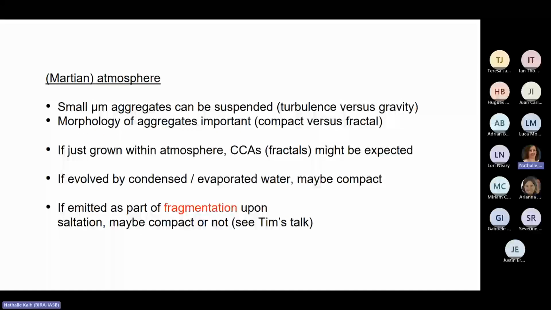Okay, so why is that important for the Martian atmosphere? Kind of going to some applications. Small micrometer aggregates can be suspended against gravity. The morphology of the aggregates is important. We heard this yesterday from Olga and Julia. Shape matters. If just grown within the atmosphere, I would expect them to be CCAs. Probably the density in the Martian atmosphere is not large enough that most of it is grown. I don't know. Then they would be fractal. If it's more like evolved from condensation and evaporation and all this stuff.